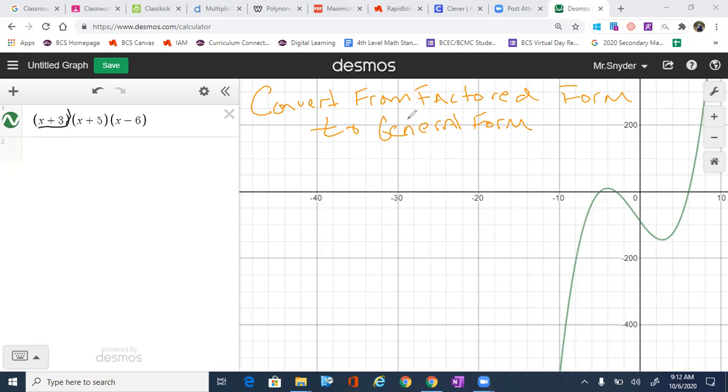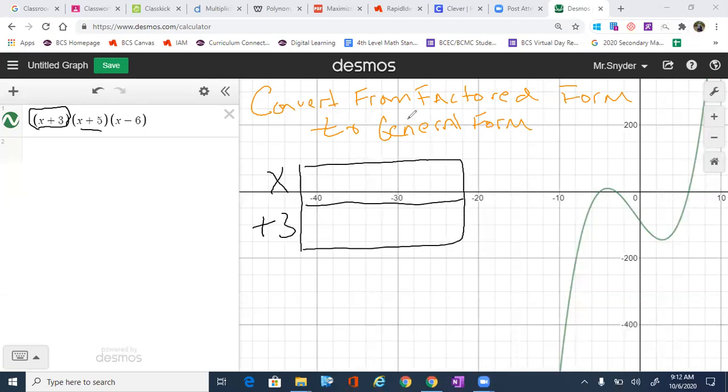First thing I do is I pick one of the binomials to go on the side of our area model. So let's pick x plus 3. And then I just go to the next one, x plus 5, and I am going to put that one on the top, and I draw a vertical line that splits the binomial. Now at that point, I just start filling things in.